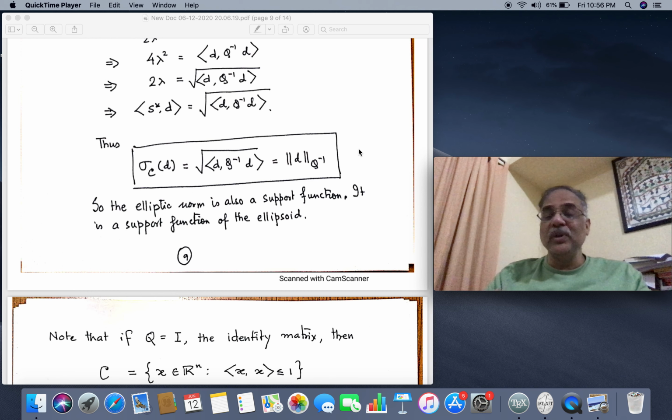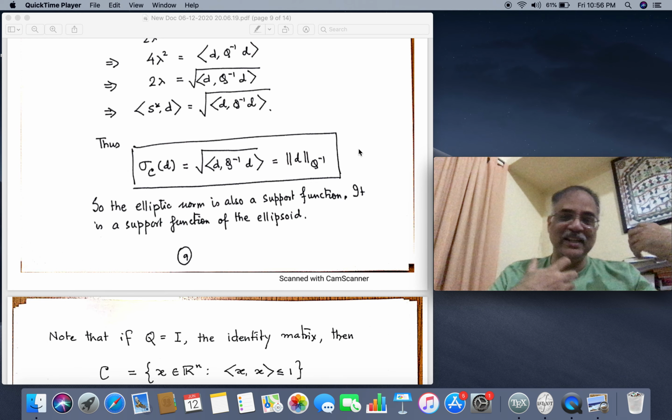So here what we are trying to show is that a sublinear functional, we have already shown that an elliptic norm is a sublinear functional. We are showing that the elliptic norm is the support function of an ellipsoid. So how beautiful, the name is so correctly chosen, the elliptic norm.